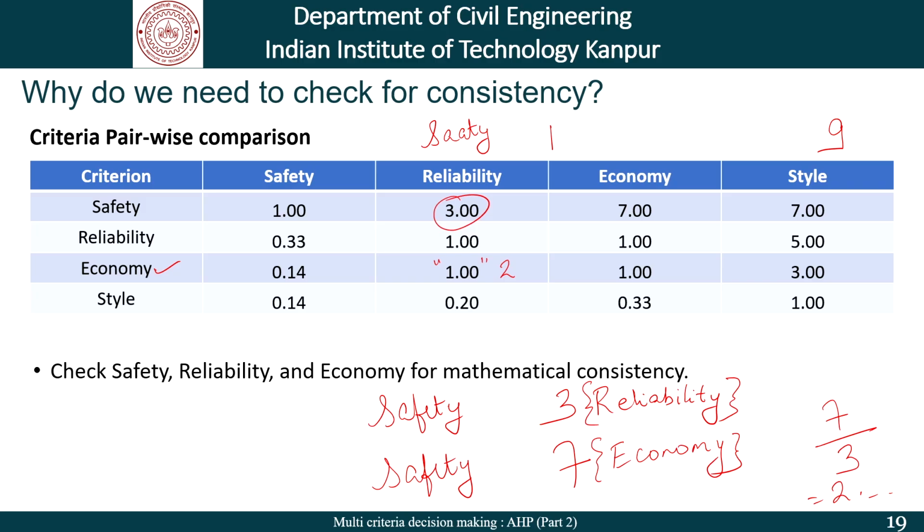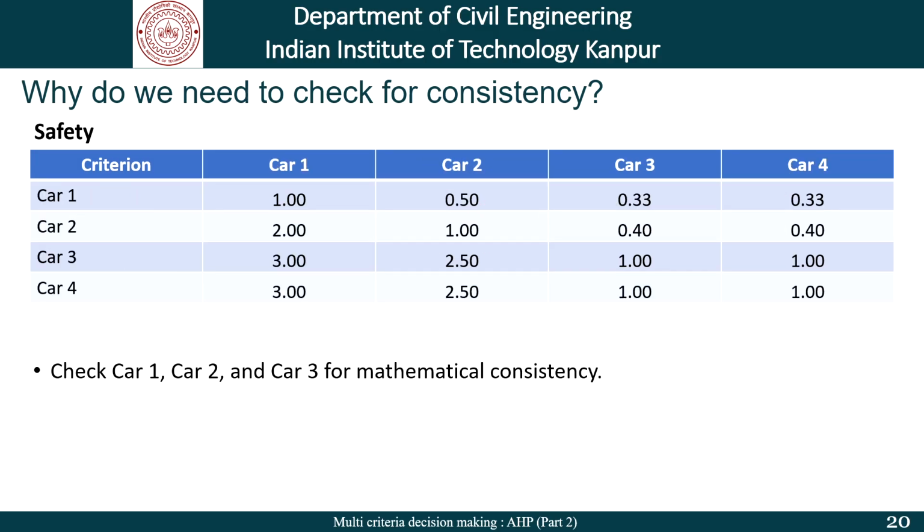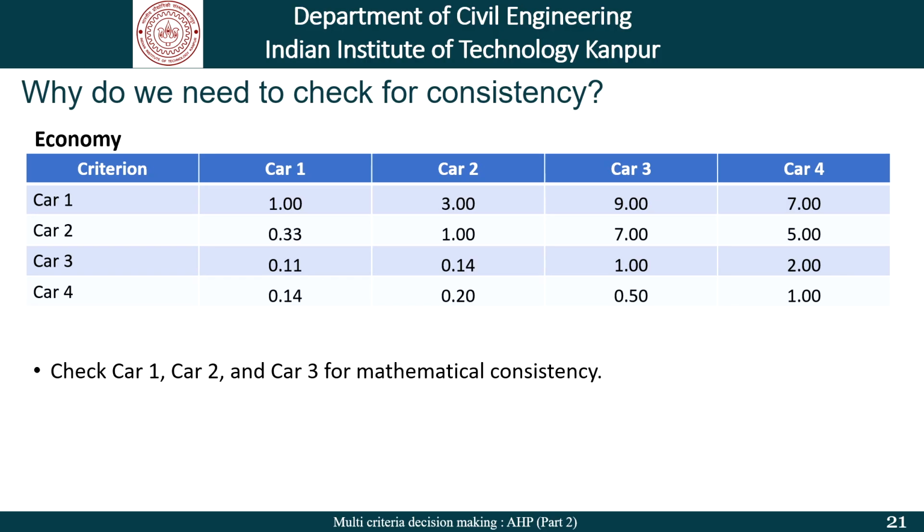In addition to the pairwise comparison matrix for criteria, there are other pairwise comparison matrices as well. For example, we had compared different cars in terms of their performance on the safety criterion. Again, we had some relative numbers assigned. Can you please check for the mathematical consistency in the way we have assigned the performance of car 1, car 2 and car 3 in terms of safety? Again, in case of economy, we had a similar table. Again, try to check it.